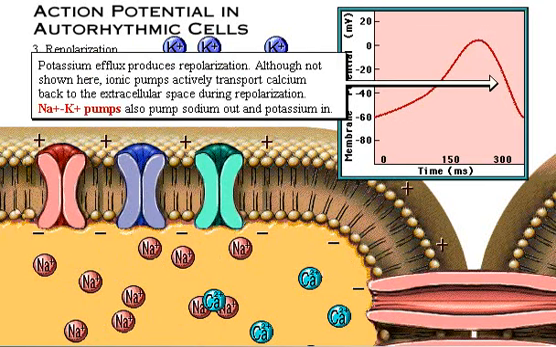The potassium efflux produces repolarization, bringing the membrane potential back down to its resting level. Although not shown here, several other events take place during repolarization. Ionic pumps actively transport calcium back to the extracellular space, while sodium-potassium pumps transport sodium out of the cell and bring potassium into the cell, thereby restoring ion concentrations to their resting levels.